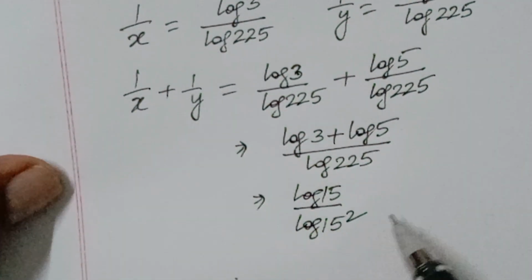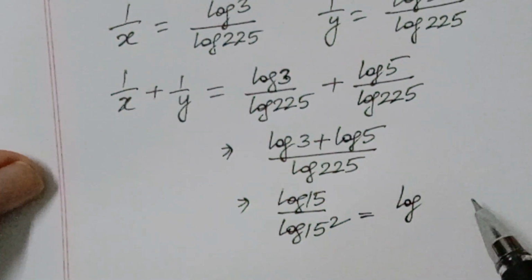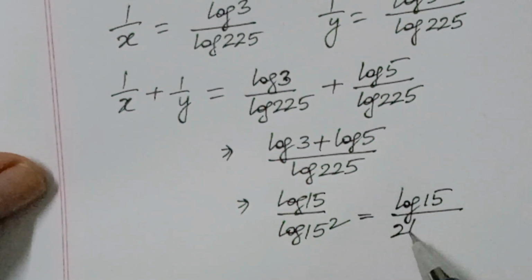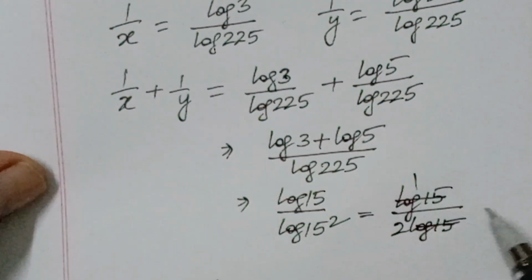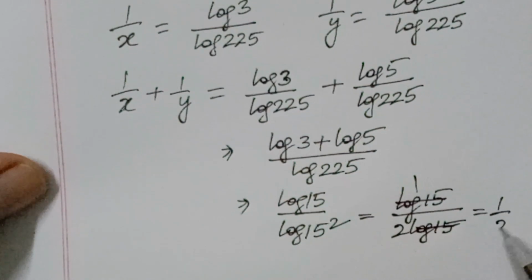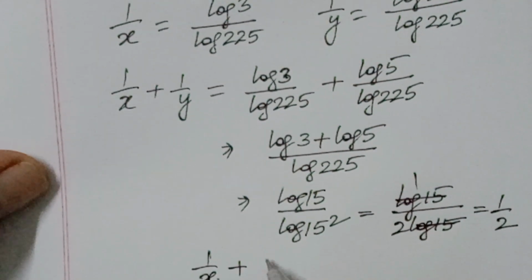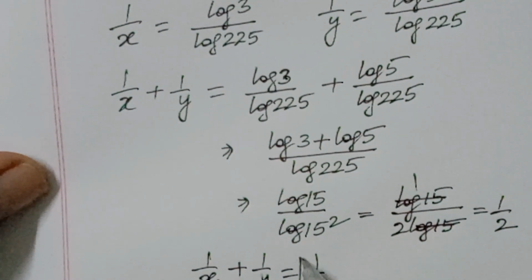15 square will get 225. So here you'll get log 15 by 2 log 15. So log 15 gets cancelled one time. So the value is 1 by 2. Therefore 1 by x plus 1 by y is equal to 1 by 2.